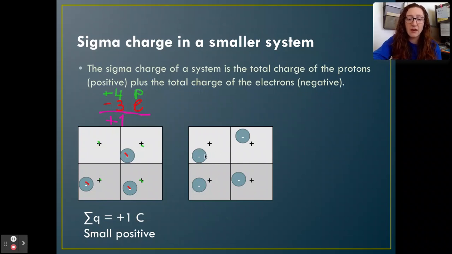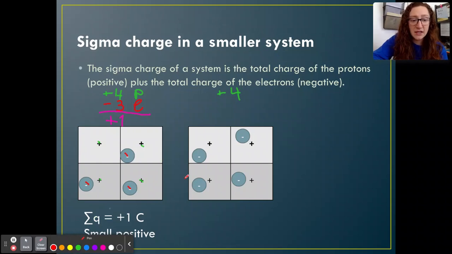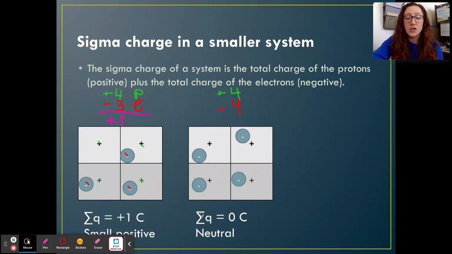So how about this one? In this one, we have 1, 2, 3, 4 protons, right? 4 protons. I'll just write that up above, +4. I don't need to write in the P, but maybe you can. And I see that we have 1, 2, 3, 4 electrons. So -4 electrons, that would make our total charge equal to 4 minus 4 equals 0. So our total charge is equal to 0 coulombs. This is a neutral object.